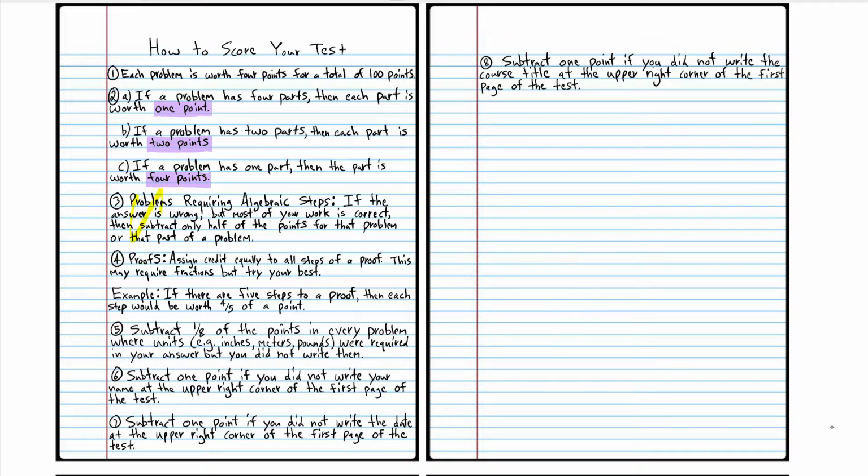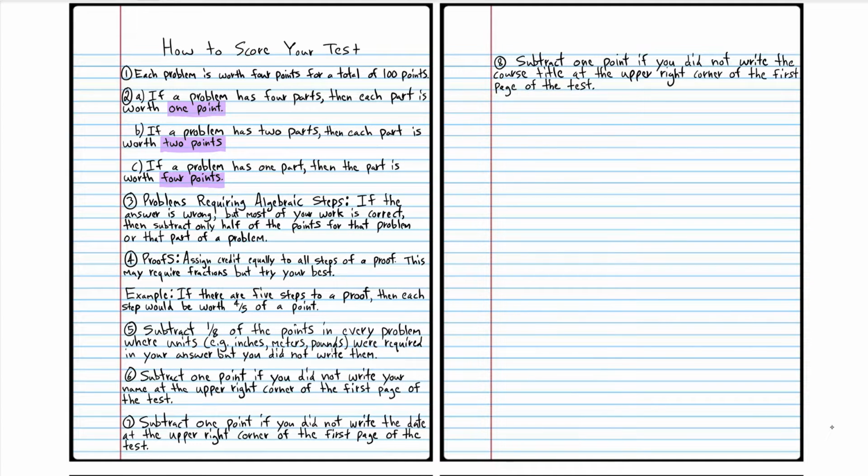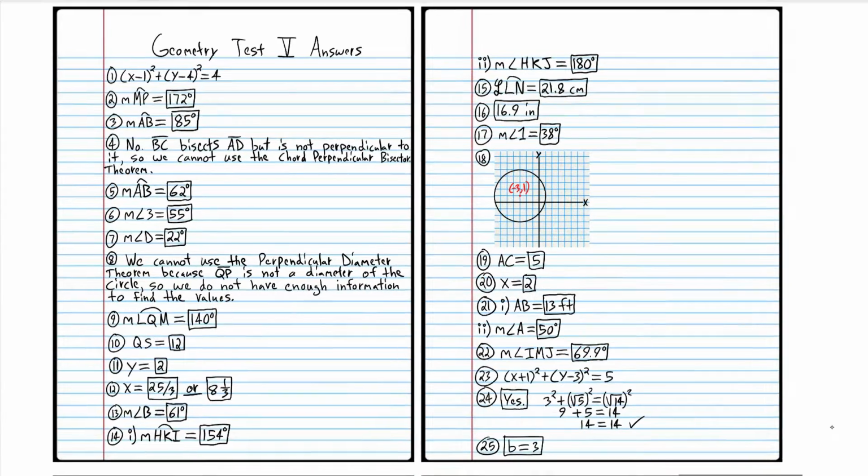Remember, if all your work is correct but your answer is wrong, then you can still give yourself partial credit. We didn't have any proofs in this exam, so you don't have to worry about number 4. So go ahead and score your test. It's going to be any score from 0 to 100. And when you come back, we'll talk about how to grade your test. So pause the video and we'll pick up at this point in the video when you're done scoring your test. So here are the answers while you score your test.